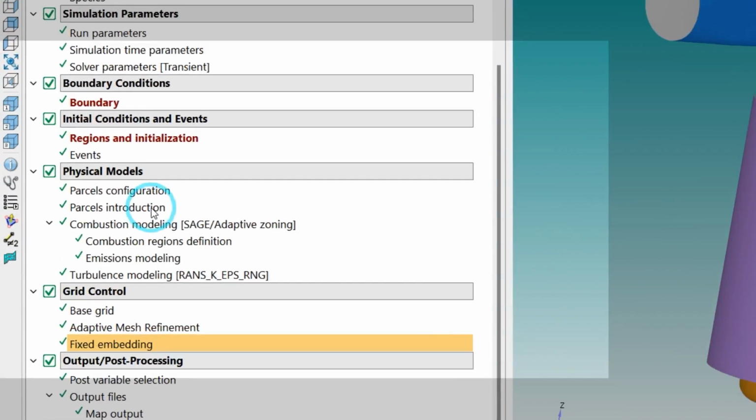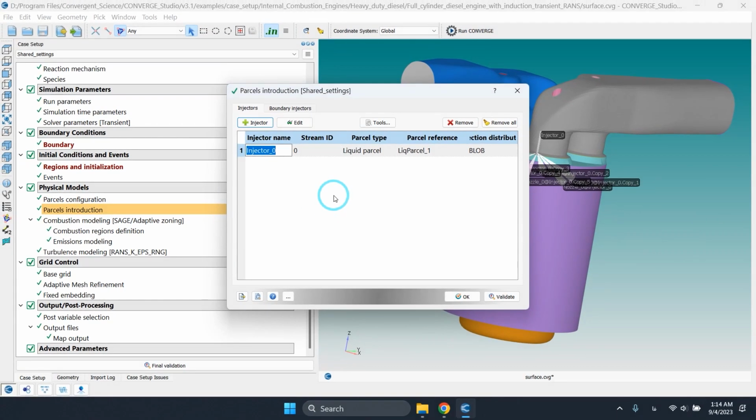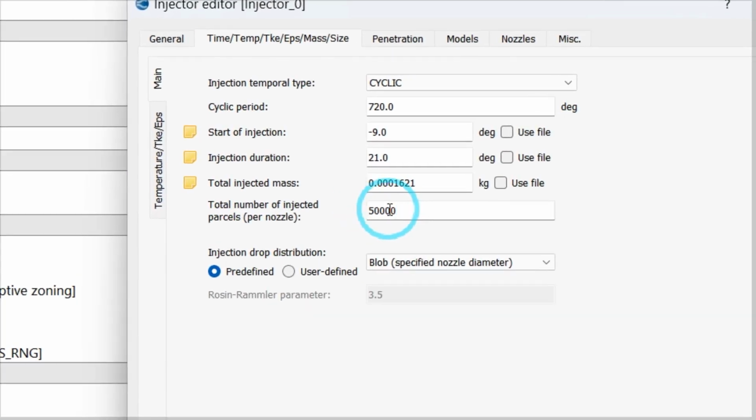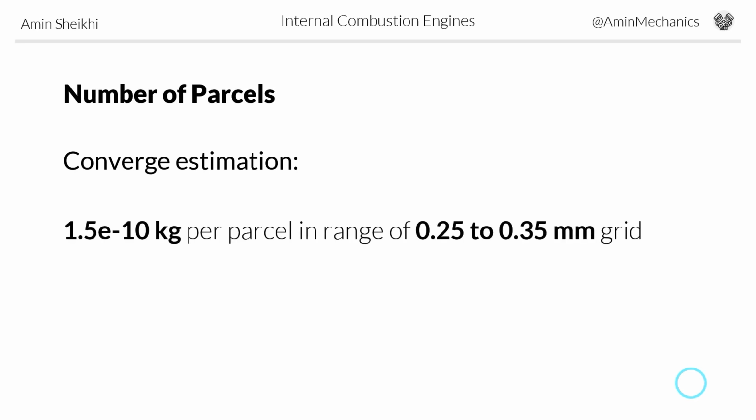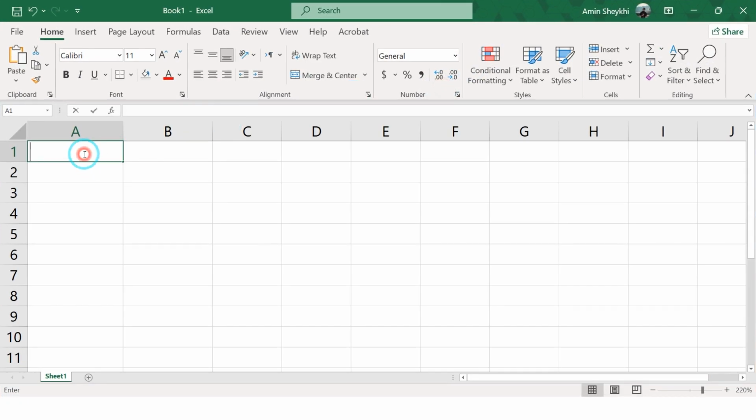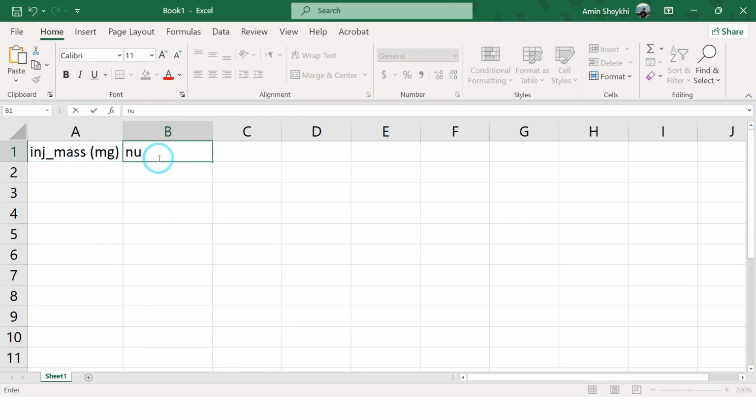If you use Converge, you will see it wants number of parcels for simulating spray. Converge recommends 1.5E-10 kg per parcel in range of 0.25 to 0.35 mm grid. Now let me do an example in Excel. We need injection mass, I give it in milligrams. We need number of nozzles. And finally, we will get number of parcels.